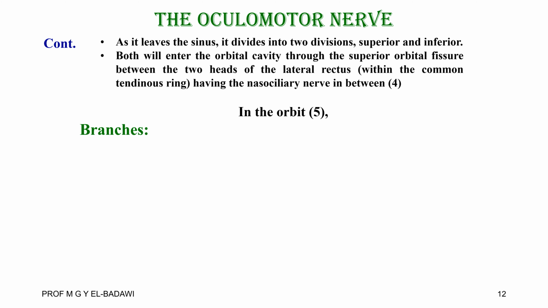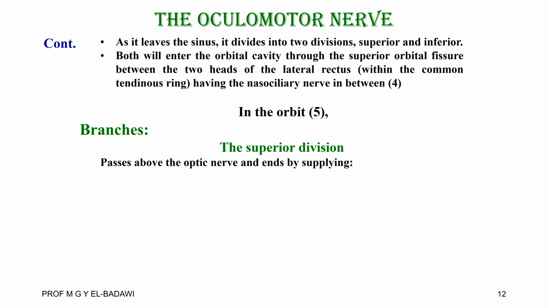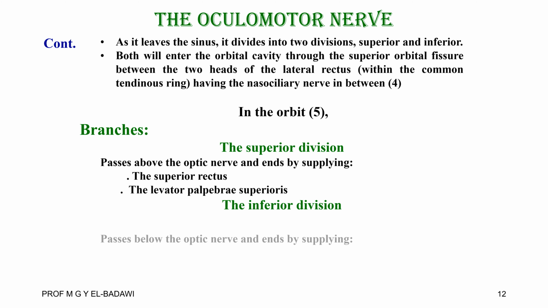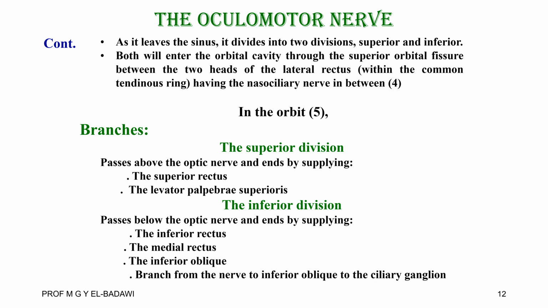Within the orbit or orbital cavity, it gives branches: the superior division, lying above the optic nerve, ends by supplying the superior rectus and levator palpebrae superioris. The inferior division will supply the inferior rectus, the medial rectus, the inferior oblique, and will give a branch to the ciliary ganglion, which is the parasympathetic branch to ciliary muscles and pupillary muscles.